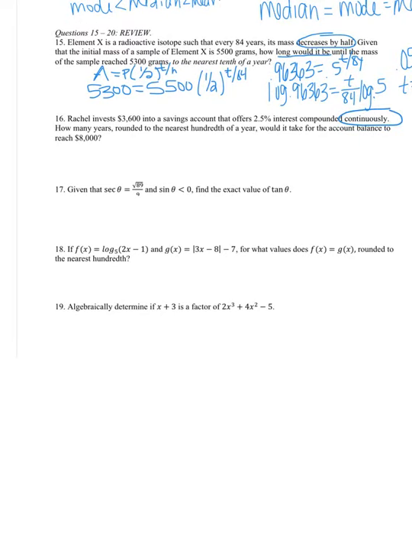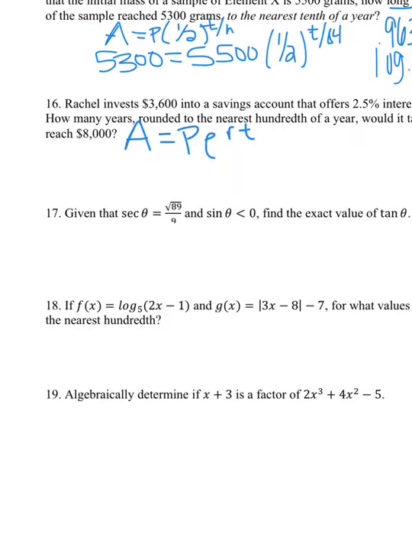For number 16, we have that special word continuously. Whenever it says continuously, you use Pert. A equals Pe^(rt), where r and t are your exponents. This says how many years would it take for an account balance to reach 8,000? So how many years? That's T. So I want it to reach 8,000. I originally put in 3,600, times e raised to the 0.025 times T.